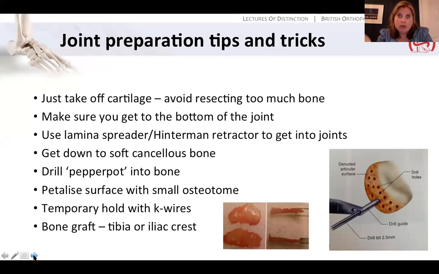Some of them are harder to get into than others, and with time and experience, you begin to learn that. You need to get down to that soft, gooey, yellow cancellous bone, and you can use the drill to pepper pot the surfaces, and then you can petalize them with a small osteotome as well in the bigger joints. You can use big K-wires to hold the joints while you're planning your metalwork fixation. Particularly in the midfoot, where union rates can be challenging at times, it can be worth considering tibial graft from the proximal tibia or even iliac crest graft, depending on your patient. This picture here is from that Lapidus picture, where you see how deep and long the first tarsometatarsal joint is. That was just to drive home that point, but I've already said it.